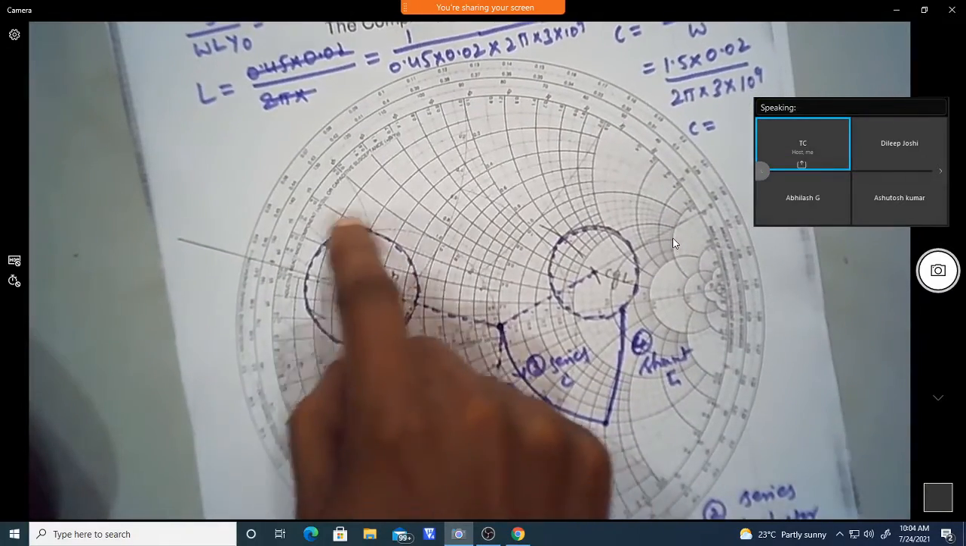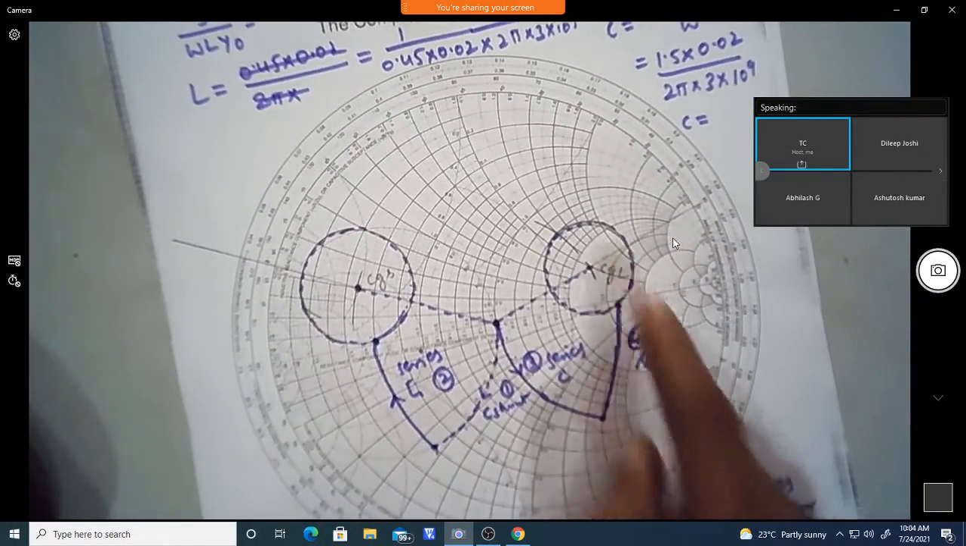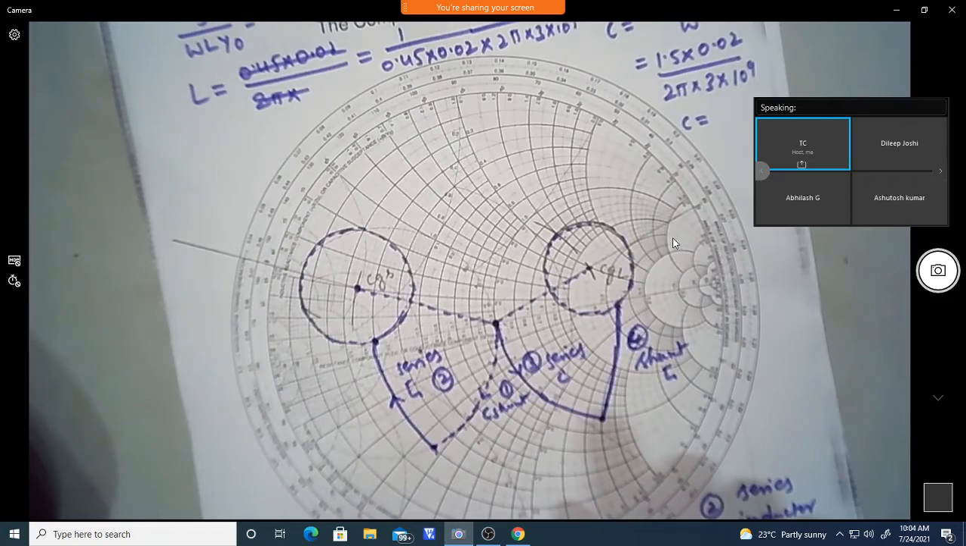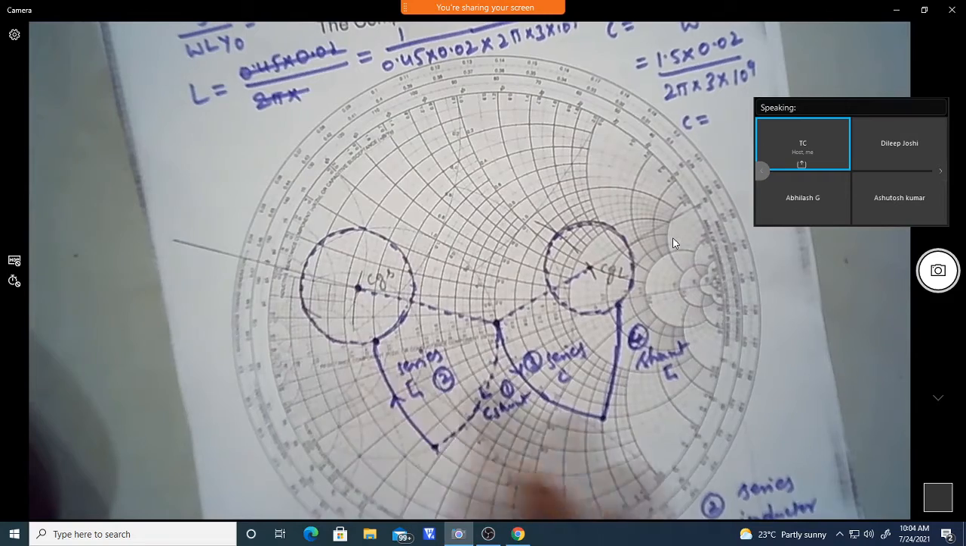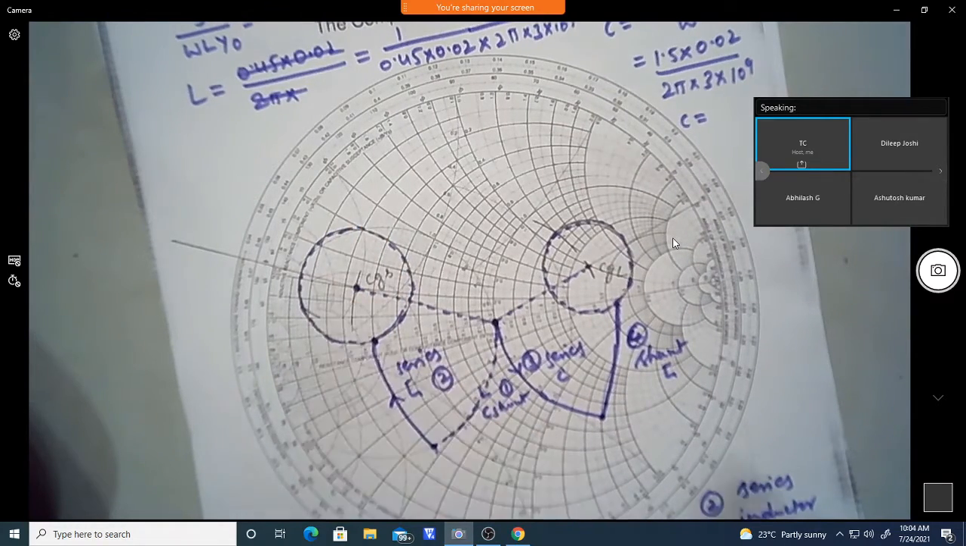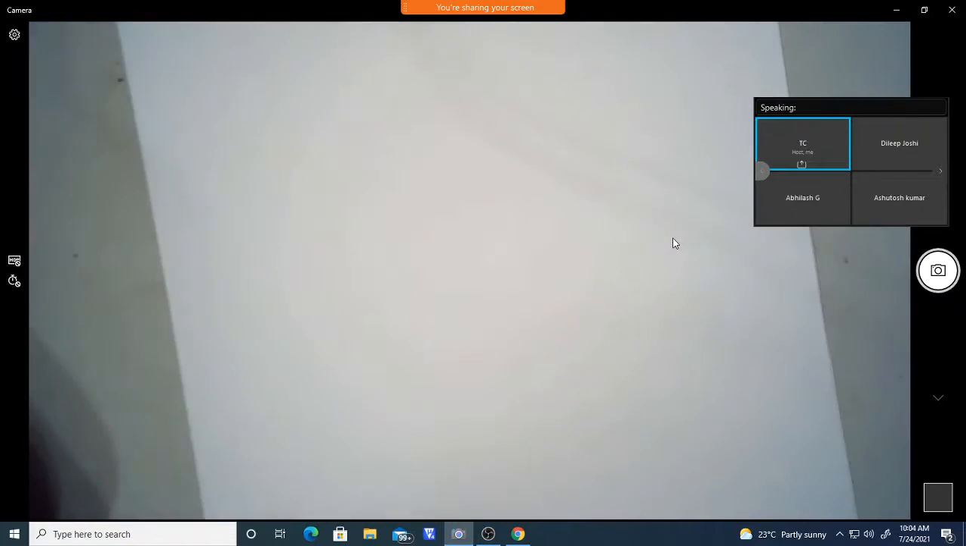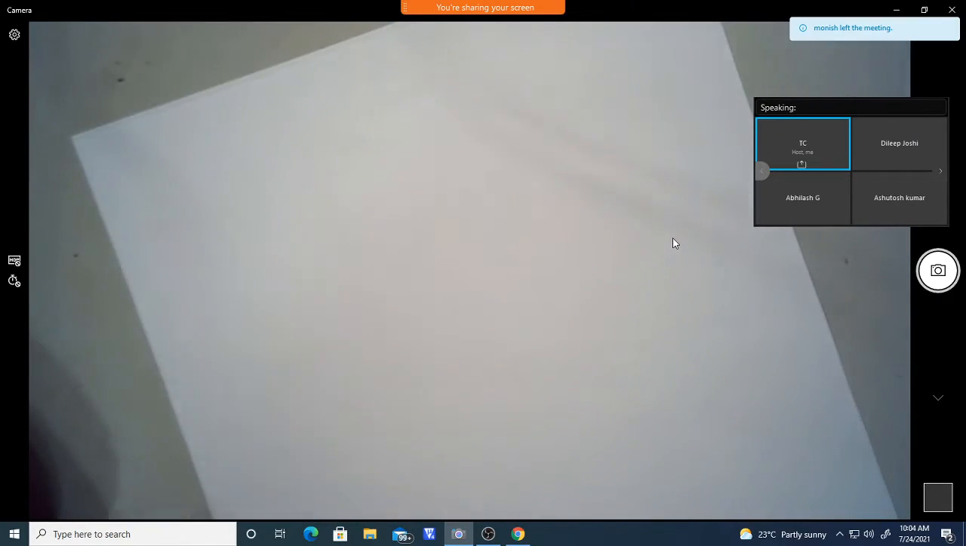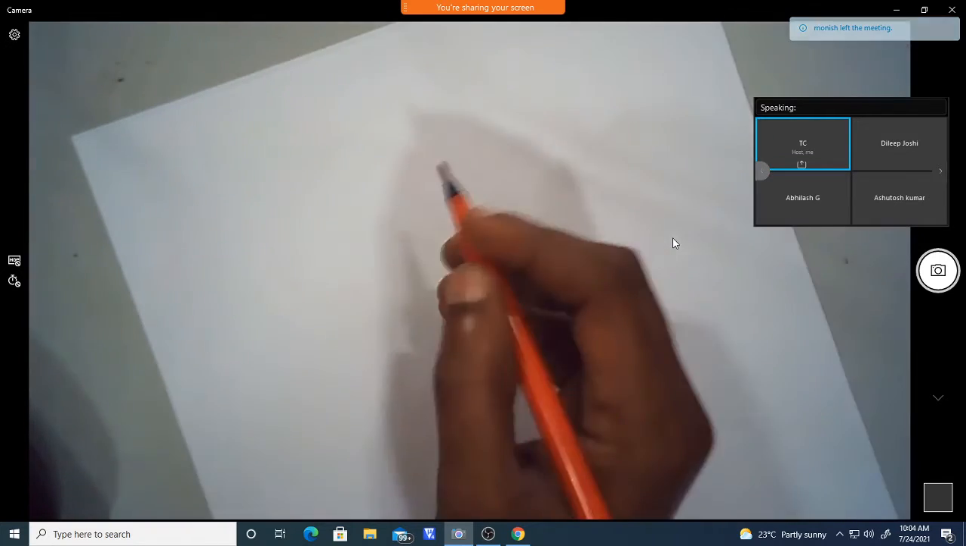There we have the constant gain circles for input and output, in order to obtain the particular gain at the input and output matching networks. Now this circle will reduce to a single point in a maximum gain amplifier, that we are going to see. So today, maximum gain amplifier design.